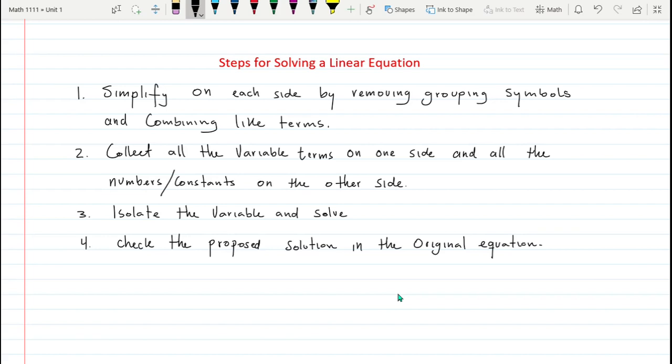Step 2 is to collect all the variable terms on one side and all of the numbers or constants on the other side. Step 3, isolate the variable and solve. Step 4 is uncommon. A lot of people don't check their work, but the idea here is to plug in what you think is the solution to double check and see if it actually gives us a true statement or satisfies the original equation.